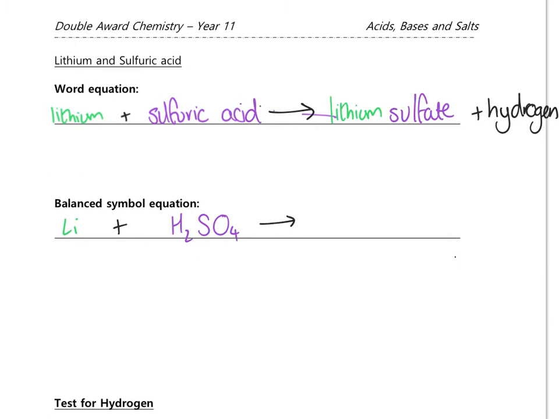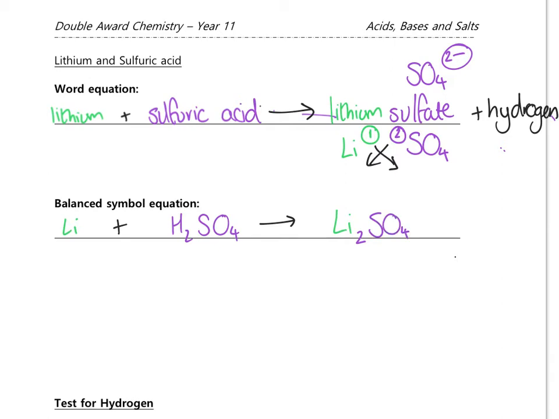Lithium sulfate, I need to do my swap and drop. So lithium is Li. Sulfate appears in the back of your periodic table as SO4 with a charge of 2-. I think you're probably even better just learning that. So sulfate is SO4 with a valency of 2 because of its charge of 2-. Lithium is group 1, so it has a valency of 1. So when I swap and drop these, I'm going to get Li2 that is swapped down from my sulfate, and then just SO4. I've swapped down a 1 from my lithium, so I don't need to include that in my final formula. Plus hydrogen, which is H2.